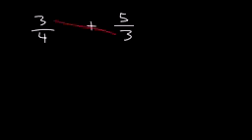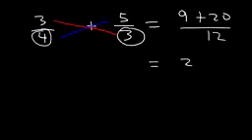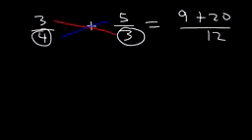Multiply 3 times 3. That will give you 9. And then 4 times 5. That's 20. And then 3 times 4 is 12. So the answer is going to be 29 over 12. So that's a quick and simple way of doing it. But let me explain how that process works.